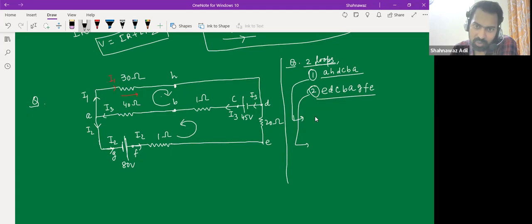Yes, what would be the voltage, Aisha? Minus IR, yeah, minus IR. So the first one is correct, right? Minus IR, so I is I1, right? So minus of 30 I1. So Mariam, is that correct?